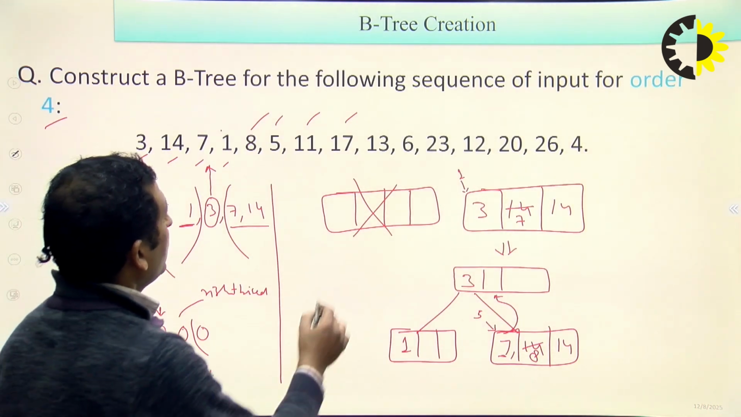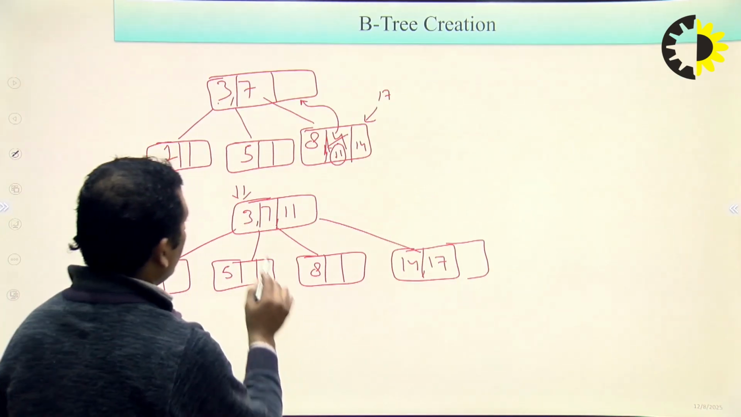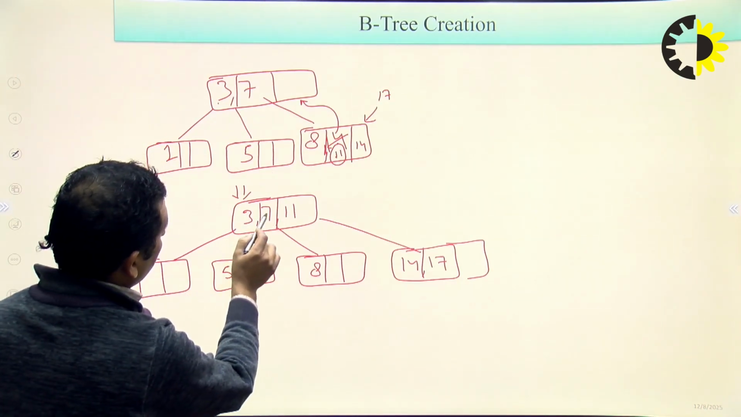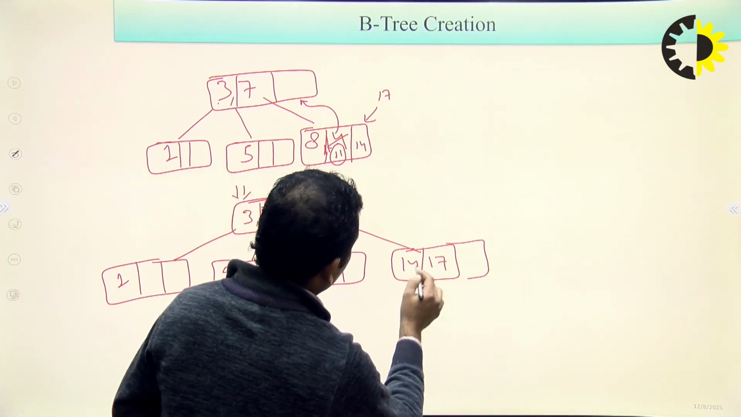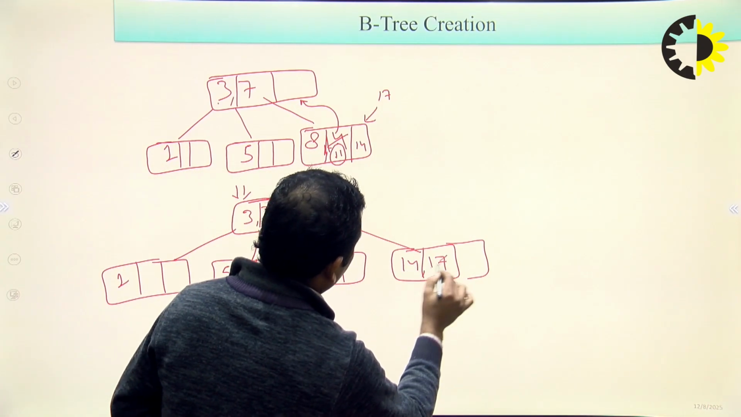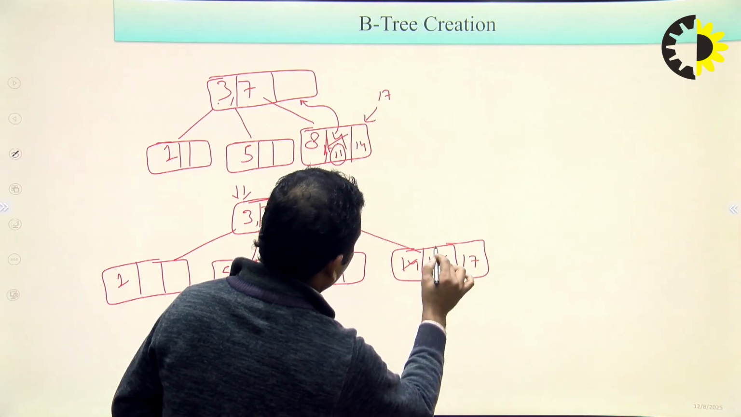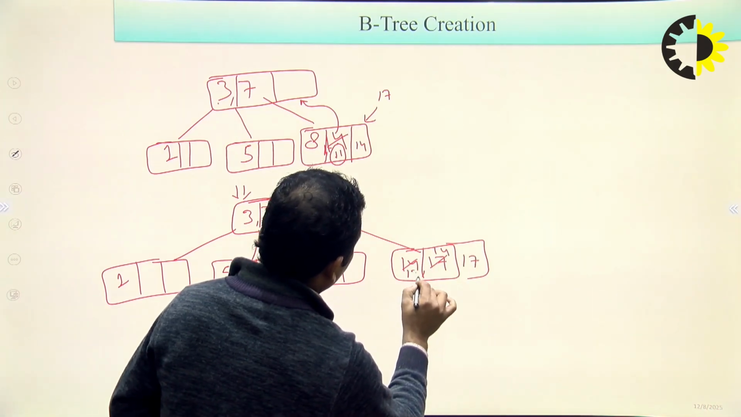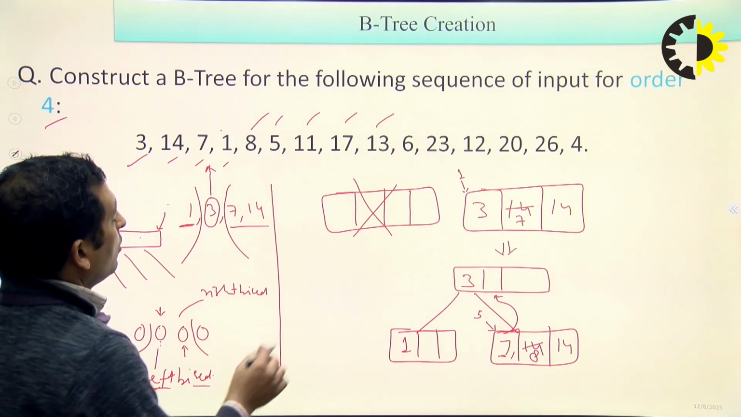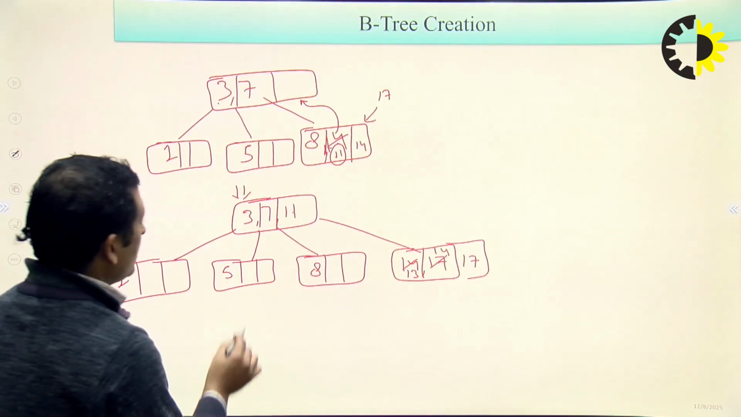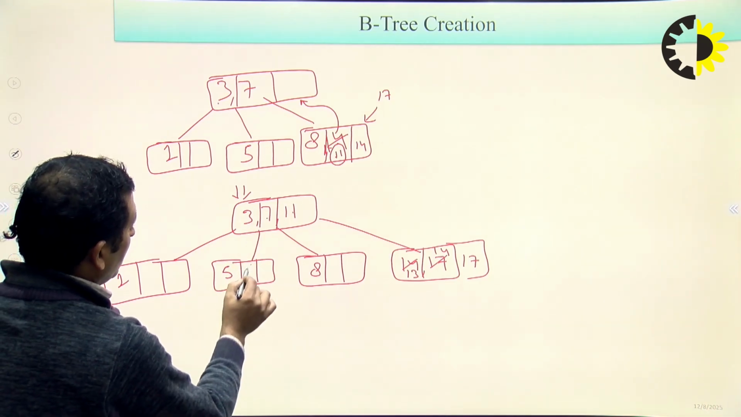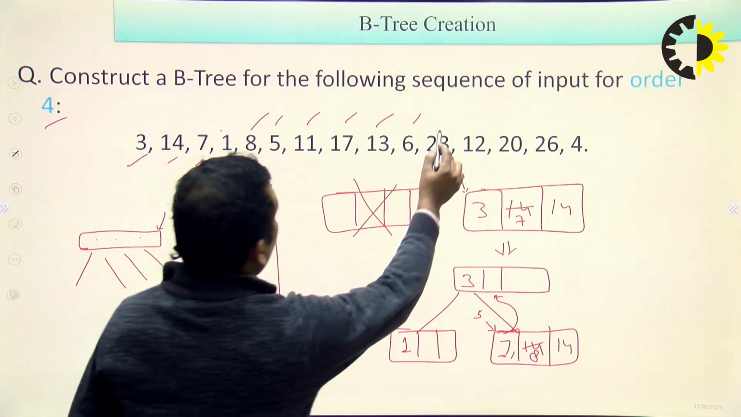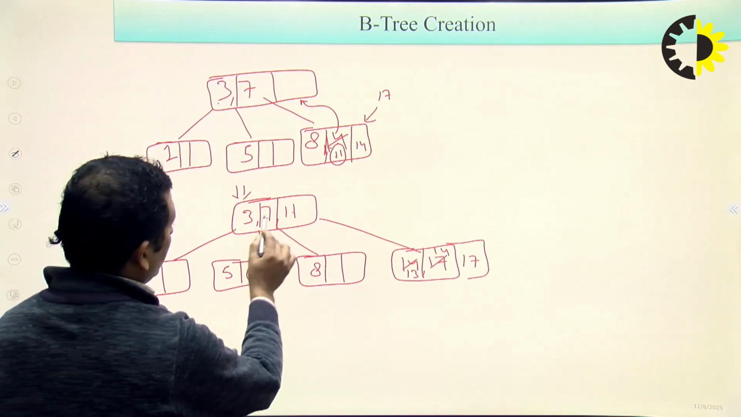Now the next key is 13. Now 13 is greater than this one. So keep 13 here. Shift all the keys 17, 14 and here keep the 13. Now 6 is greater than 3, less than 7, so come here, write 6 here. Now 23 is greater than 11.